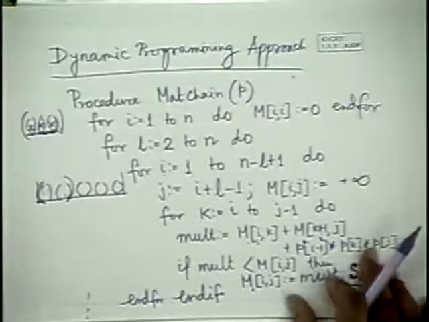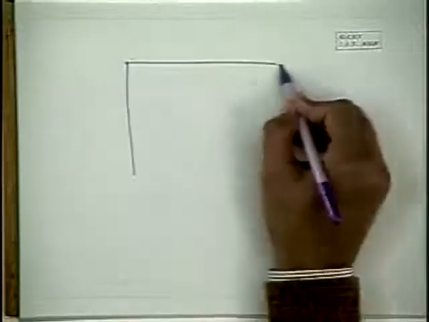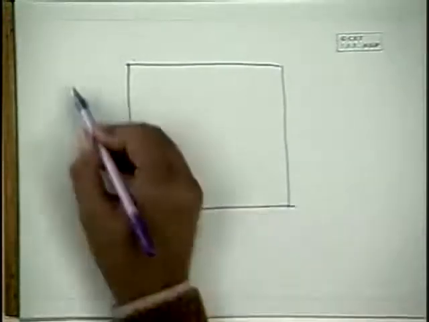So if I draw with this Sij, the value of Sij, let me just tell you, the value of S will be like this, with this example.